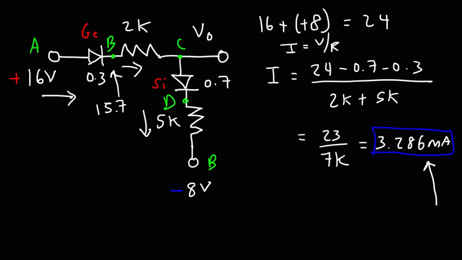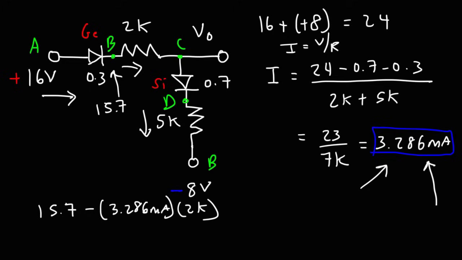Now there are two ways we can calculate the potential at C. We can start with this value. It's going to be 15.7 minus the voltage drop of that resistor. The voltage drop is going to be I times R, and we do have the value of I. So it's 3.286 milliamps times the 2 kilo ohm resistor. So at point C, the voltage is 9.128.